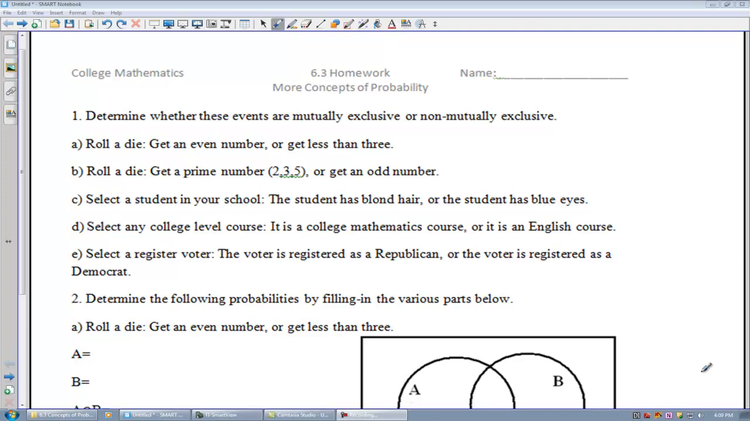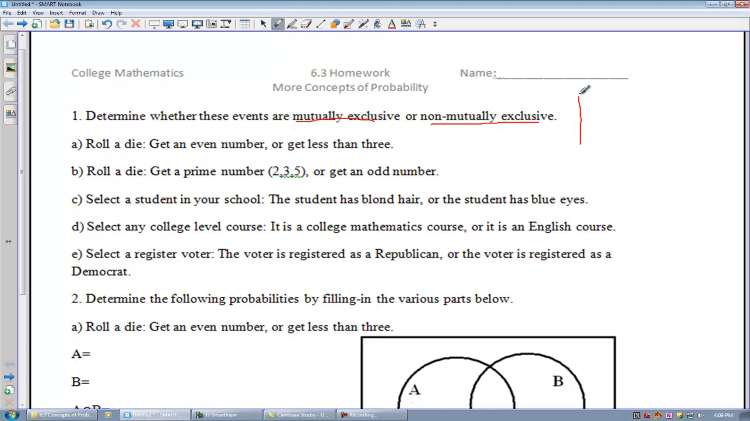This is 6.3 homework, more concepts of probability. So in this assignment, we're going to talk about some new terms, mutually exclusive versus non-mutually exclusive, and then later on we'll talk about independent versus dependent events. Okay, mutually exclusive versus non-mutually exclusive. It's a real simple idea.